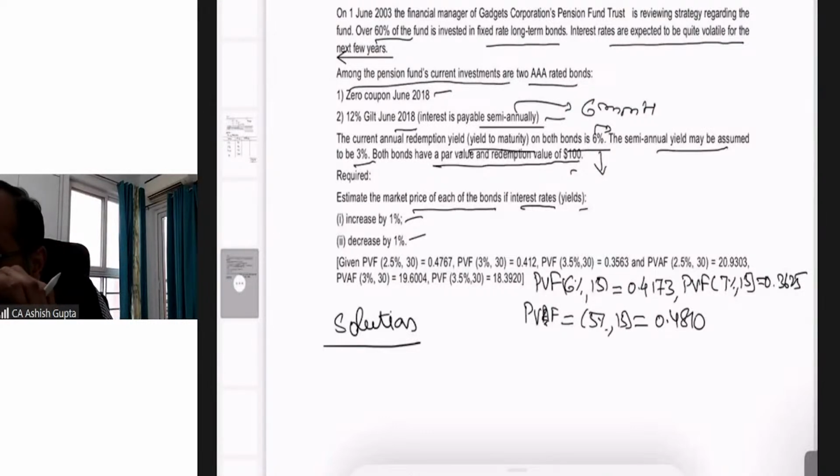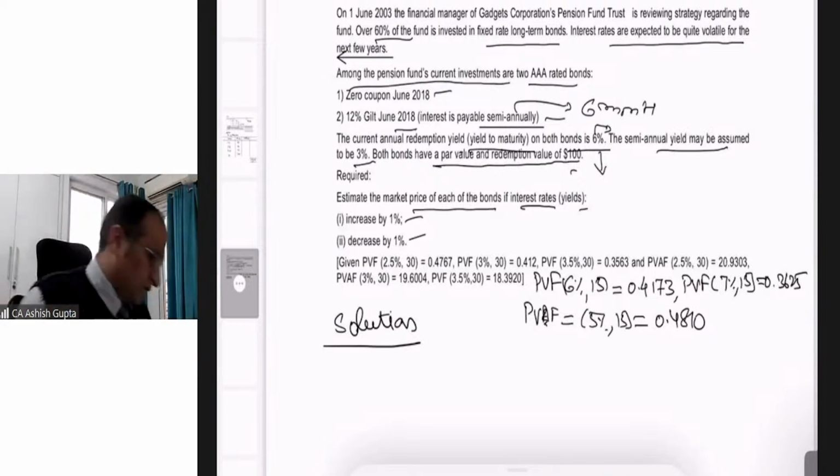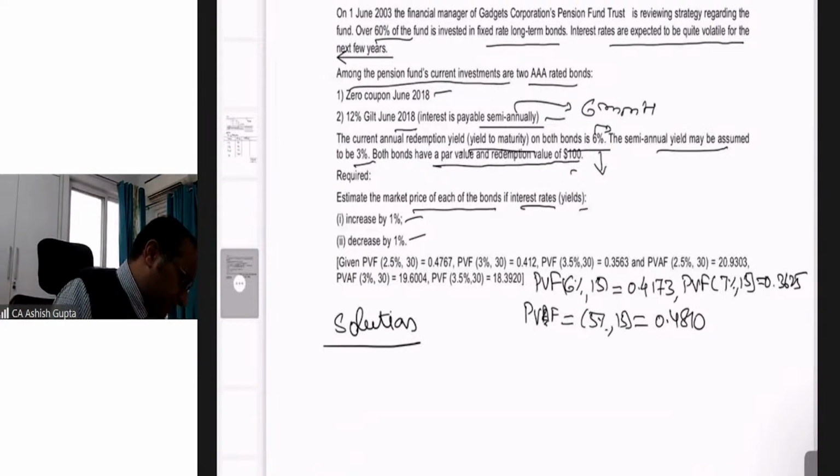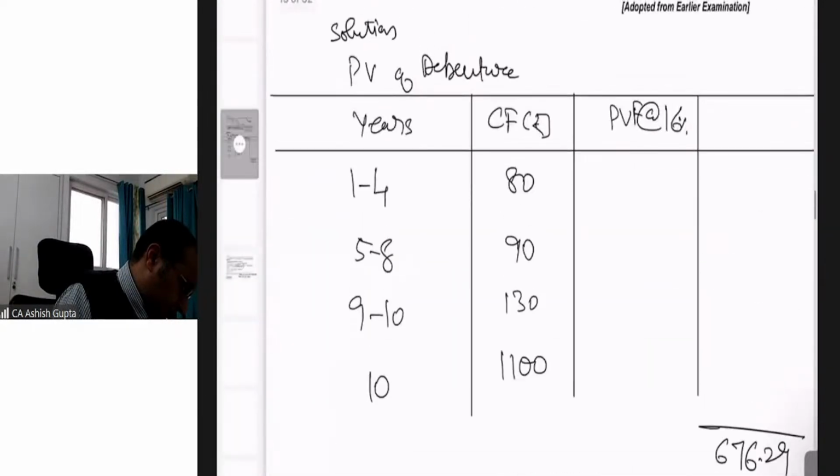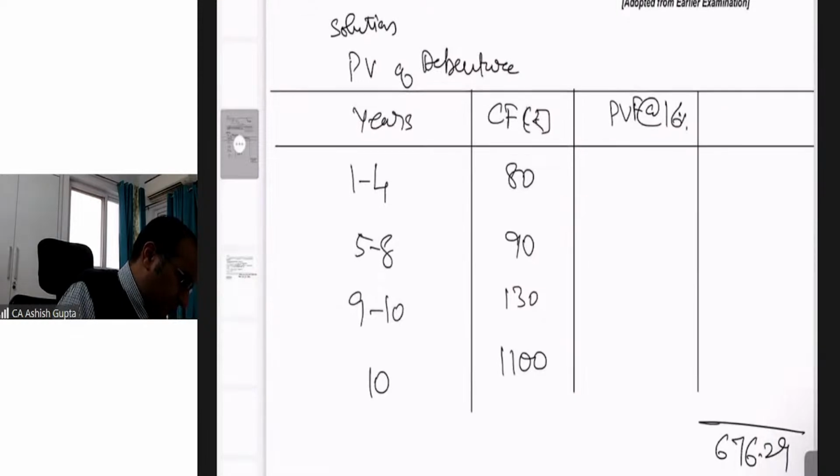Tanisha, what is CFC? Please tell. Let me check. No, it is not a CFC. It is basically cash flow, like it is rupees.